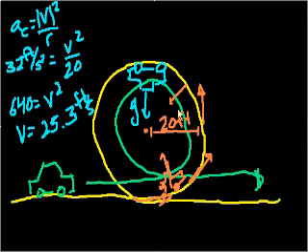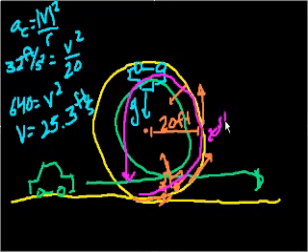Well, if it's going 20 feet per second, someplace around here, let me draw the path of a slower car going 20 feet per second. If the car's going 20 feet per second, it'll probably make it pretty far, and then someplace around here it's just going to start falling, and then it'll fall down. That's a car going 20 feet per second.